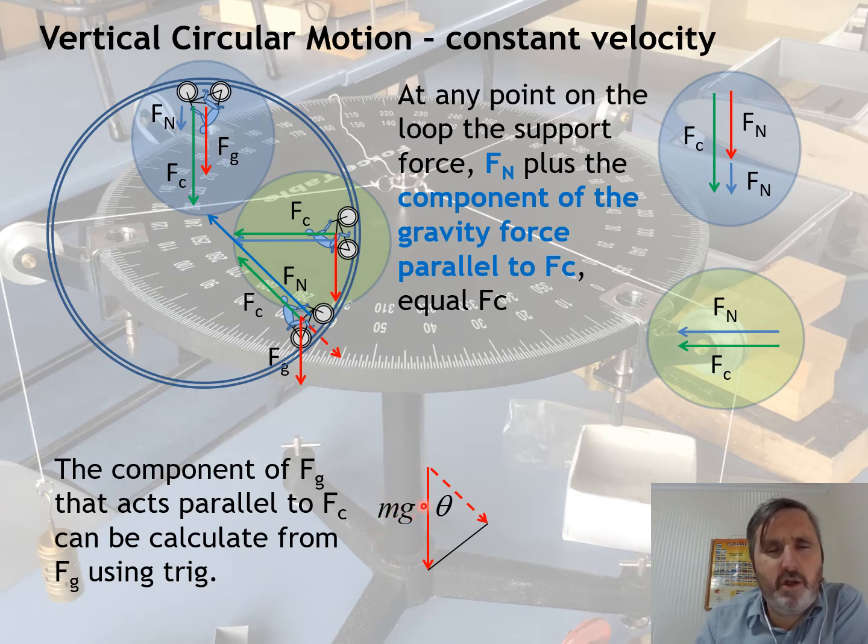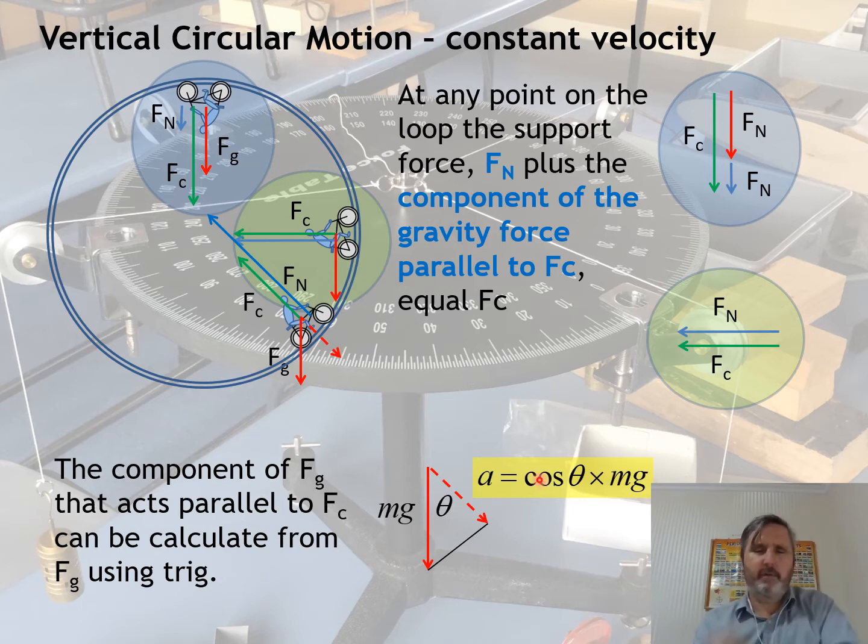So mg is our hypotenuse here, but our adjacent to this angle is the component that we need to work out how much of this support force is needed to provide the centripetal force. So I can use this formula. This is a cosine formula from trigonometry. So the adjacent equals the cosine theta times mg.